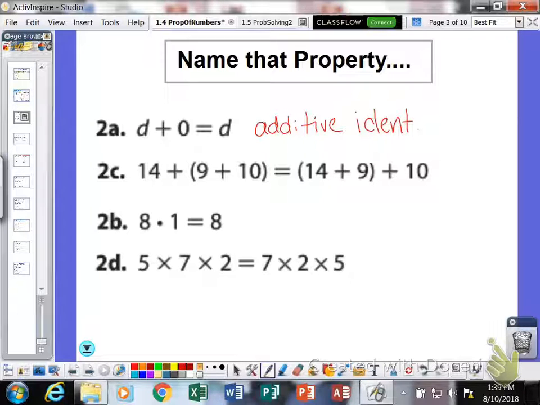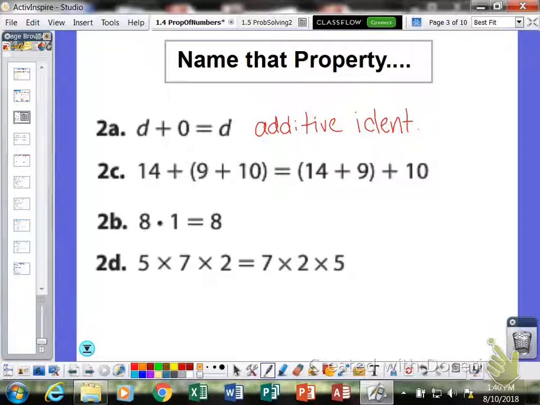All right, so I have parentheses in this one. 14 plus 9 plus 10, 14 plus 9 plus 10. So the numbers didn't change. Parentheses did, because here 9 and 10 were grouped together, but now the 14 and the 9 are grouped together. So this is the associative property.